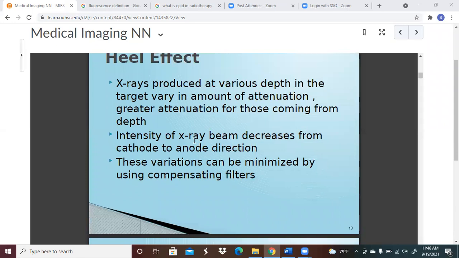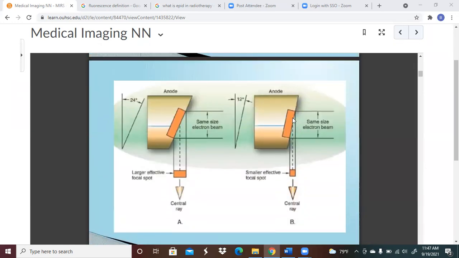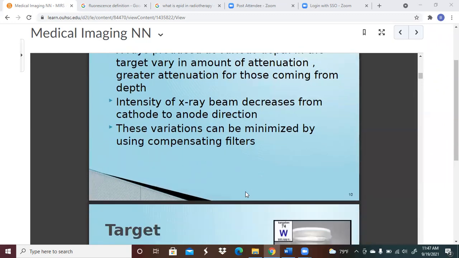The heel effect we also discussed. What it is talking about here is that you have various depths in the target, or X-rays produced at various depths in the target vary in the amount of attenuation, with greater attenuation for those coming from the depth. So the intensity of the X-ray beam also decreases from the cathode to the anode direction. So in other words, you're seeing the intensity decrease as you go from here to here. You can minimize that by using compensating filters.